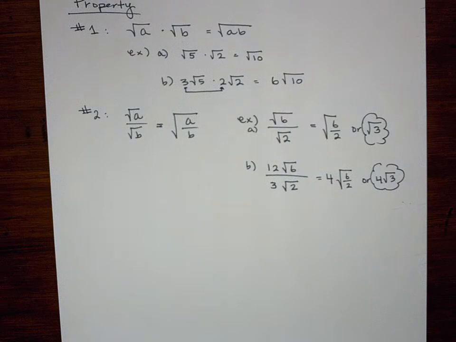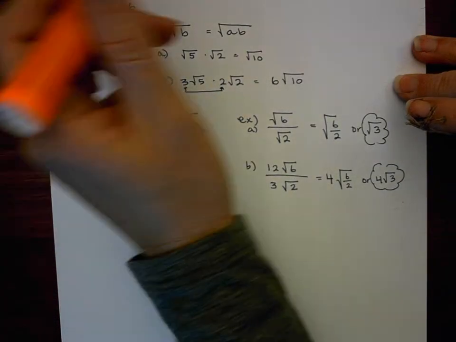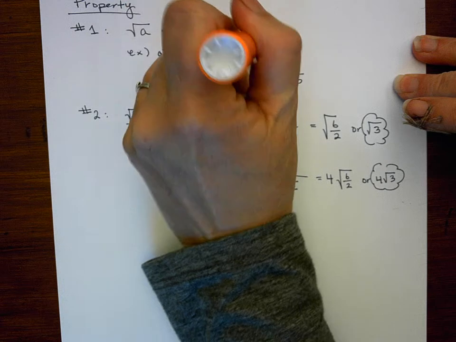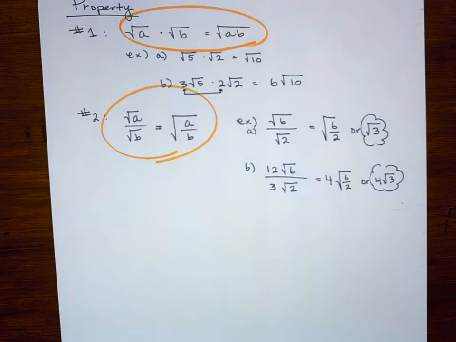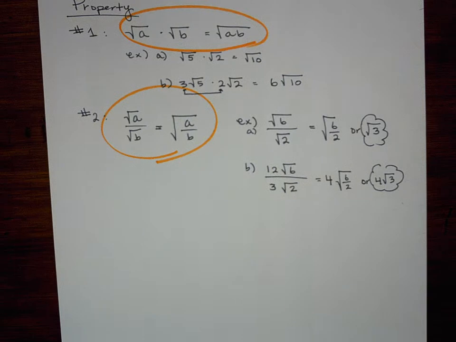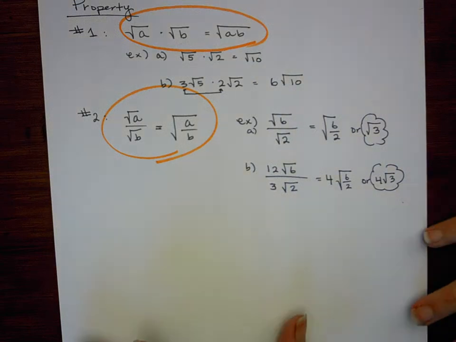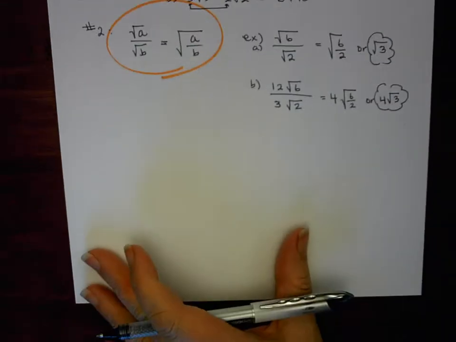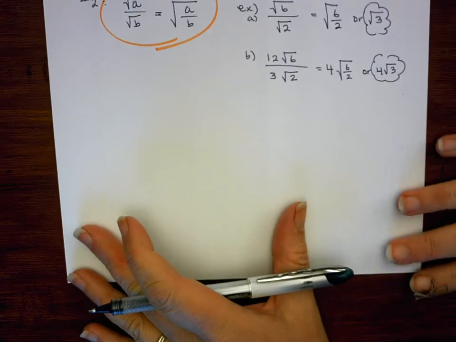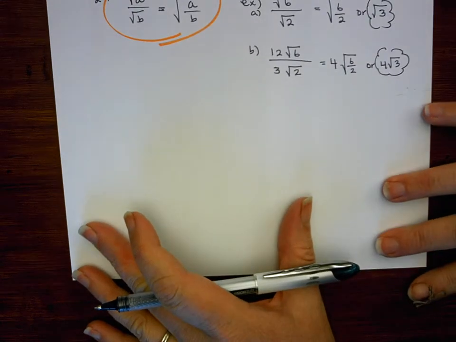Okay, so those are our two properties that we're going to be working with in order to multiply and divide. So we need to know this and that. Okay, so let's go ahead and take a look at a couple of examples here. And we'll be using some of our lesson 1 in all of these problems as well.